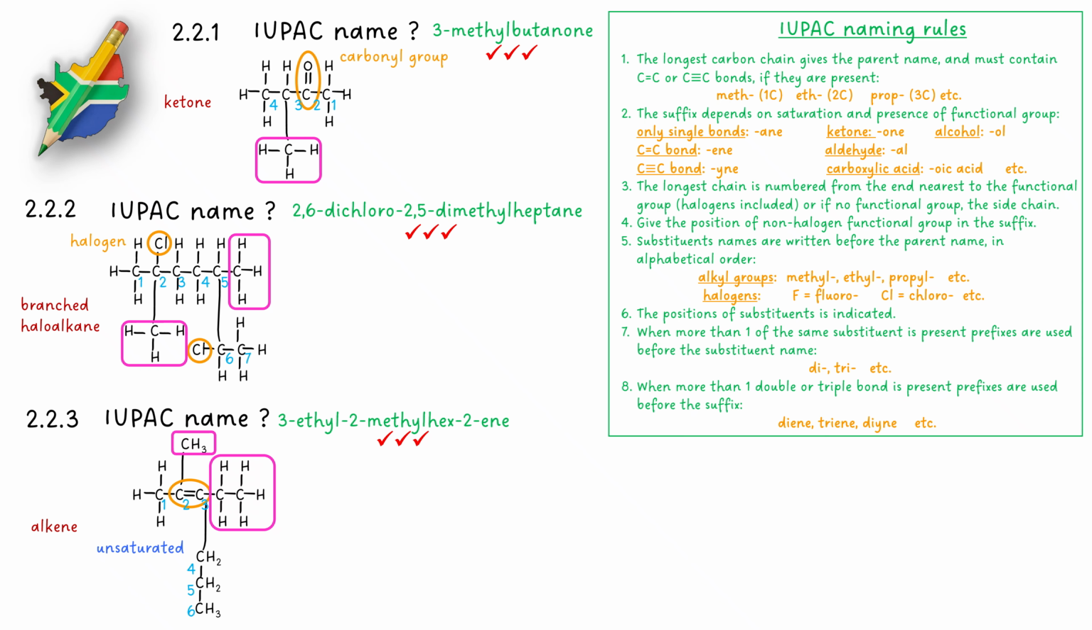There is a last rule which we have not needed to use here. If there is more than one double or triple bond, or more than one functional group for that matter, we write di-, tri-, etc. before it in the suffix.